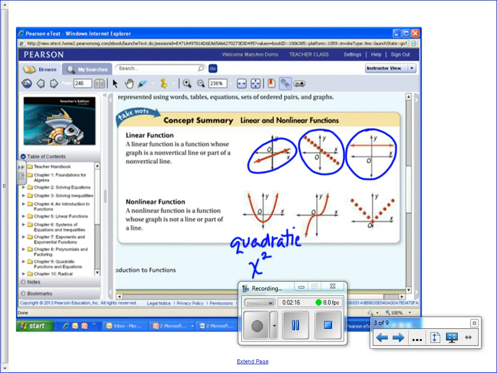The next figure is a cubic function. Cubic implies there is an x cubed in the equation for the function. And the last one is an absolute value. If it makes a V shape, then it is an absolute value function.